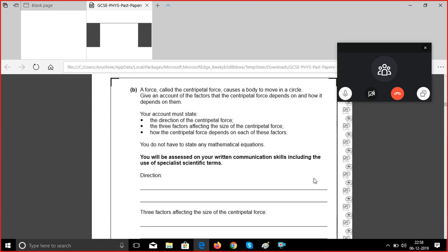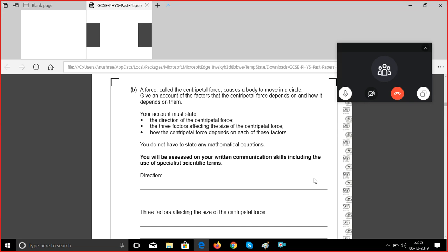A force called the centripetal force causes the body to move in a circle. Give an account of the factors that the centripetal force depends on and how it depends on them. The account must state the direction, the three factors affecting the size of the centripetal force, and how the centripetal force depends on each of these factors.